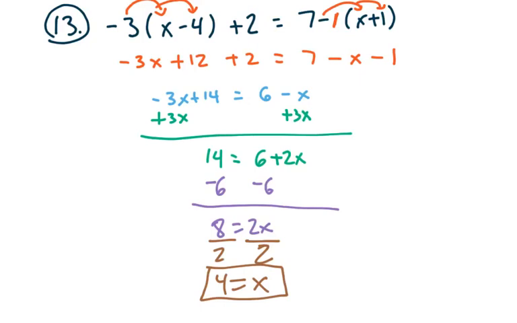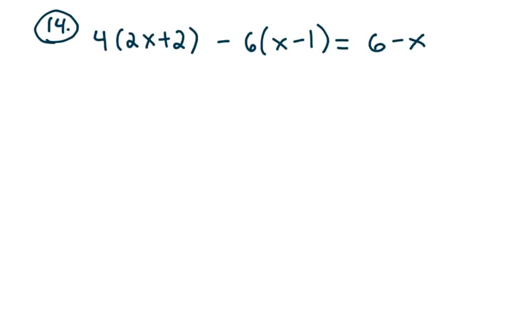So these problems are going to get longer and longer, but the approach is still the same. We want to distribute out. You want to combine like terms on each side. And then you want to combine like terms by putting all your variables on one side and all your numbers on the other, and then you'll end up doing some sort of division, and that'll give you the answer. Okay, so if you haven't done so already, pause the video, try number 14.